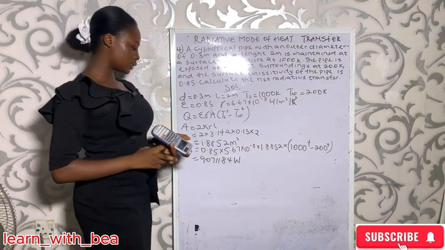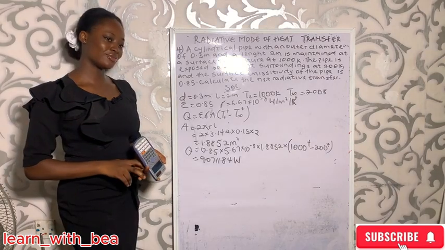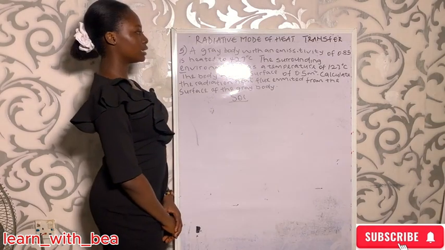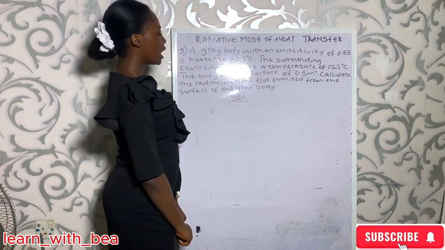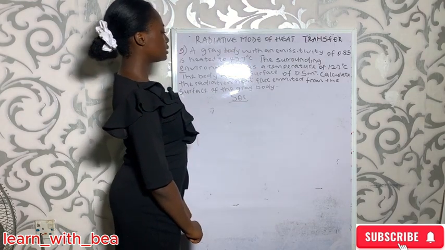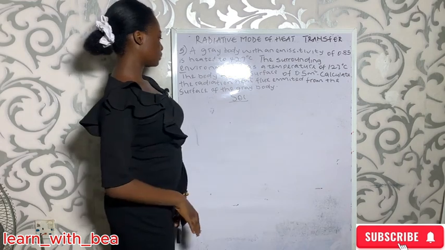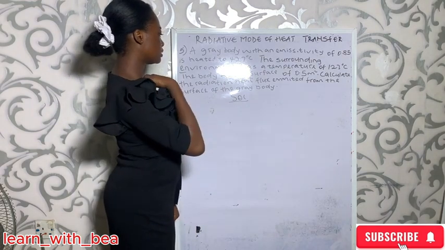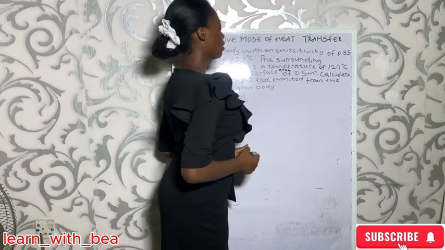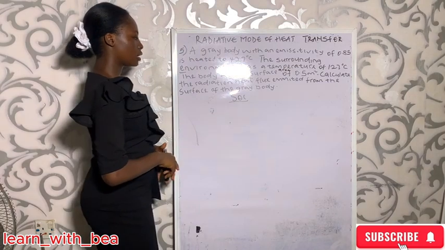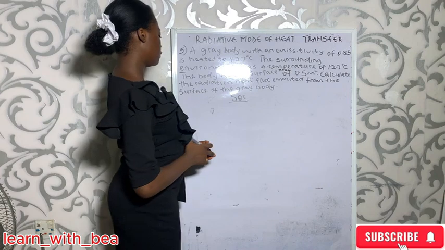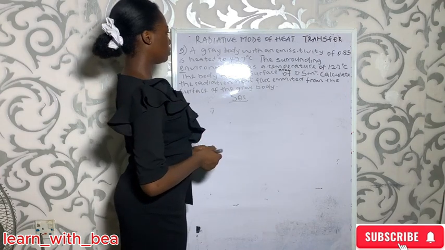So let's move to the last question on the radiative mode of heat transfer. It says a gray body with an emissivity of 0.85 is heated to 427 degrees C. The surroundings have a temperature of 127 degrees C. The body has a surface area of 0.5 meters square. Calculate the radiation heat flux emitted from the surface of the gray body.